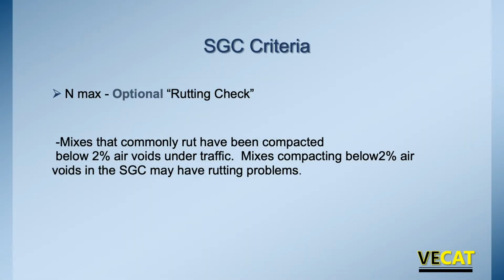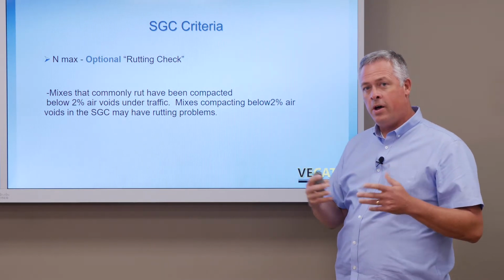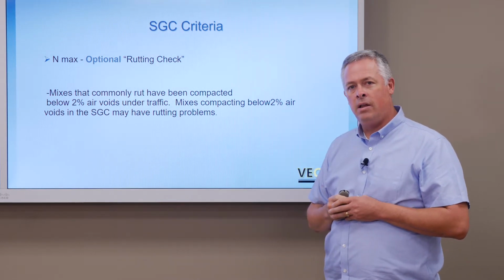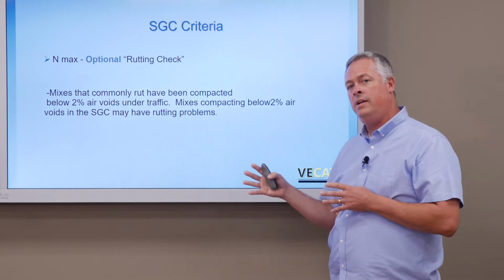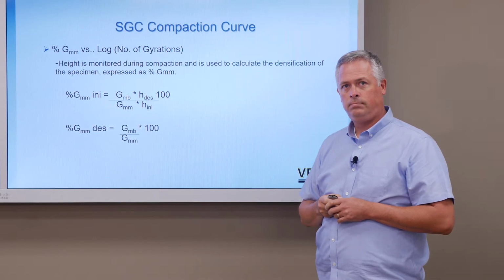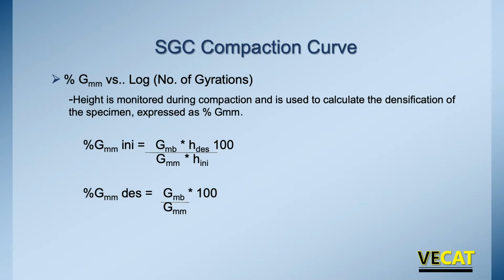N max is one that we no longer use. When Superpave first started, we were gyrating pills up to 125, 110 gyrations, and that was to represent basically a rut check. Mixes that got less than 2% air voids under traffic were thought to be a potential rutting issue mix. So that's not something we utilize any longer. It's still something we teach because it is part of the FHWA specification, but it is no longer in VDOT specifications. This is the formula by which they calculate the densification of the specimen. We're going to be doing some of these shortly in the math.